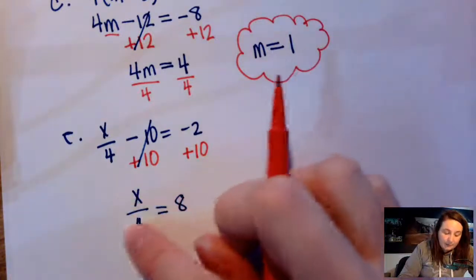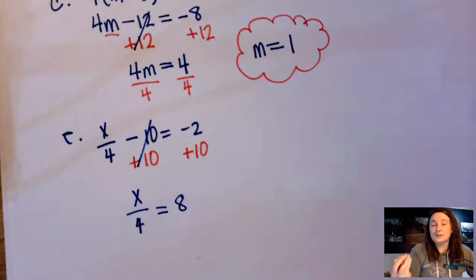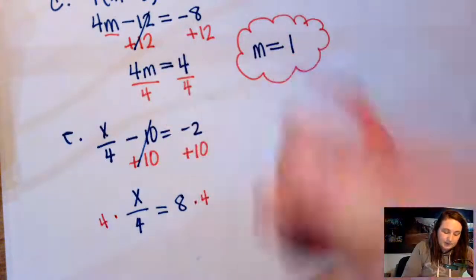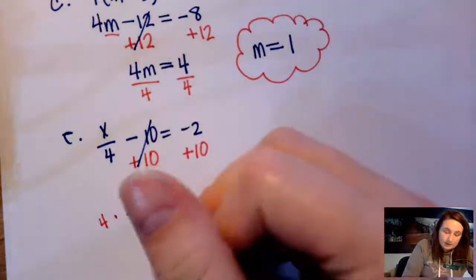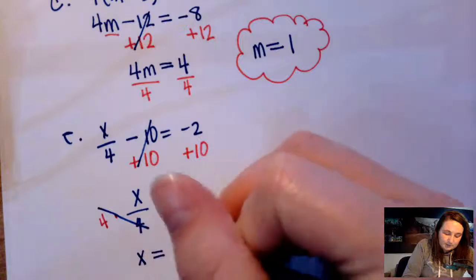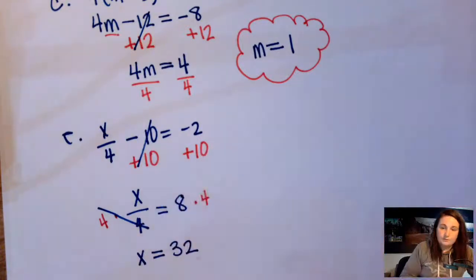And then remember, fractions mean division, so we have to think about what the inverse of division is. And that is multiplication. So we're going to multiply both sides by 4. Those cancel, and we're left with x equals 32.